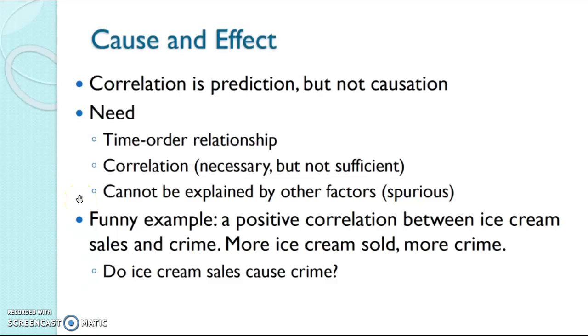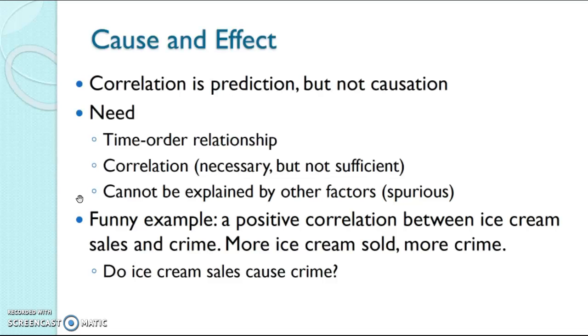Okay, so let's say, this is sort of a classic example. They found a positive correlation between ice cream sales and crime. The more ice cream sold, the more crime. Does that mean that ice cream sales cause crime? Just on its face, that seems kind of silly. Imagine that we get a time order relationship. We say, okay, ice cream sales in June strongly correlated with crime in July. So the ice cream sales preceded the crime.